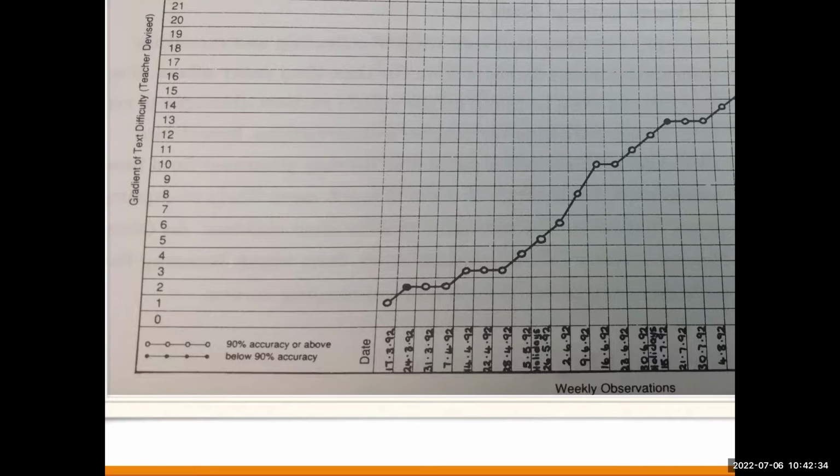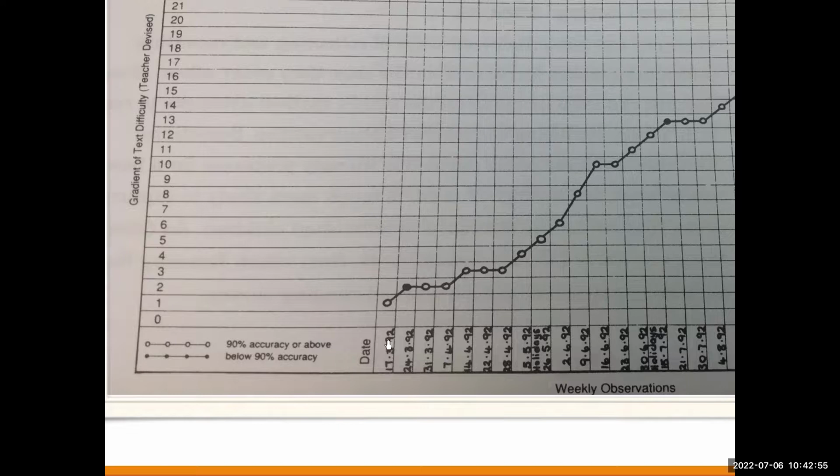So we want them to be able to at least read it with 90% accuracy to be at their instructional reading level. Usually 90 to 94% is considered instructional. 95 and above is considered independent. So if they're not scoring at least 90, we know it's basically in their frustration level. So that's how we set this up.